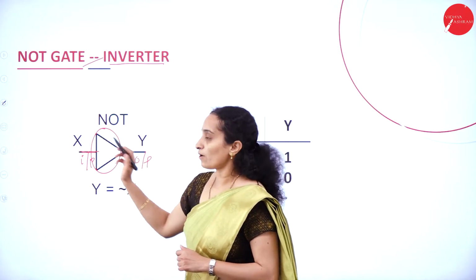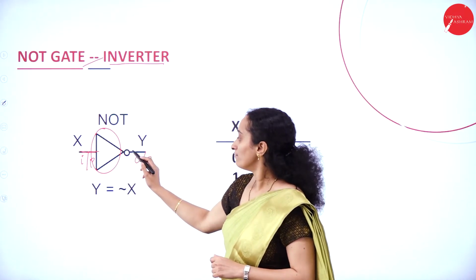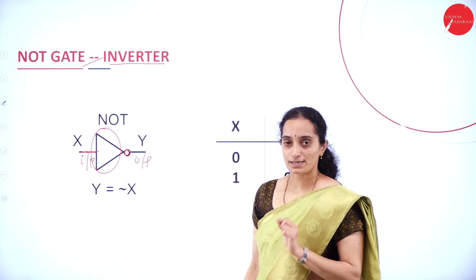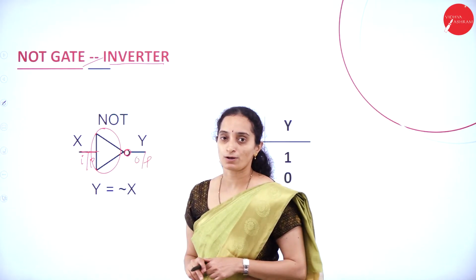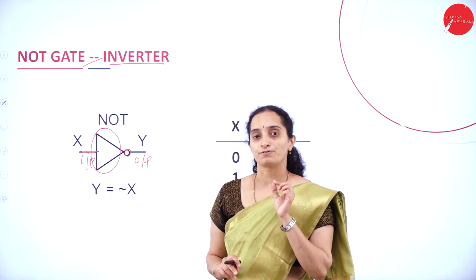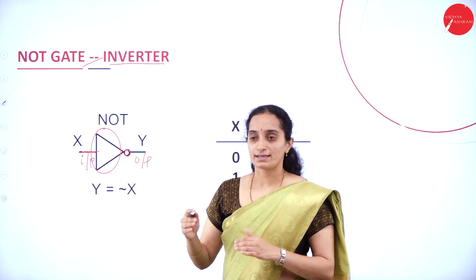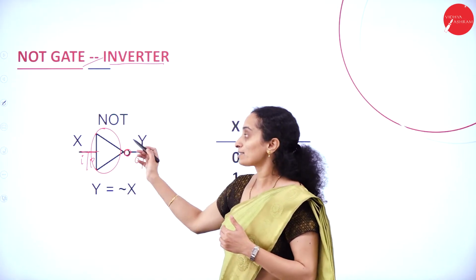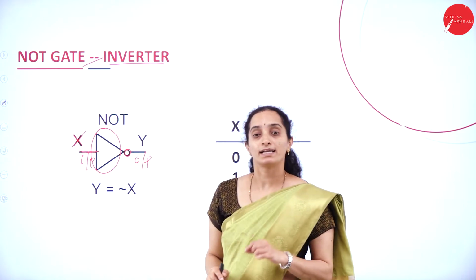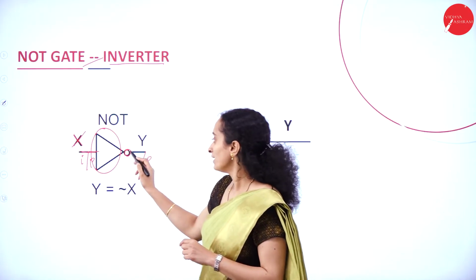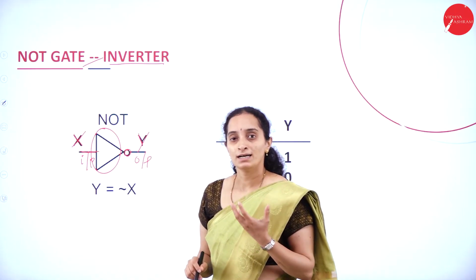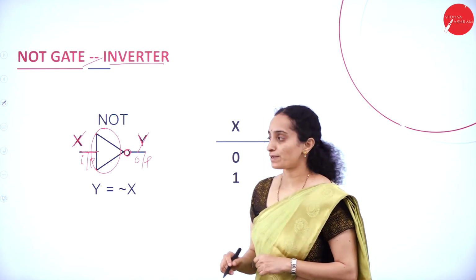This is the NOT gate, a triangle with a circle. The circle always represents the invert operation or reverse operation or complement operation. In whatever gate you use, if you use a circle in front of the gate, then it is complementing the value. The input we are giving here is X, a single input, and we are getting a single output. This is a unary operation. NOT is a unary operation, isn't it?